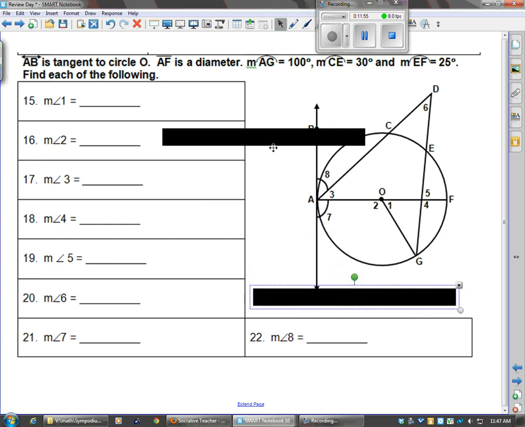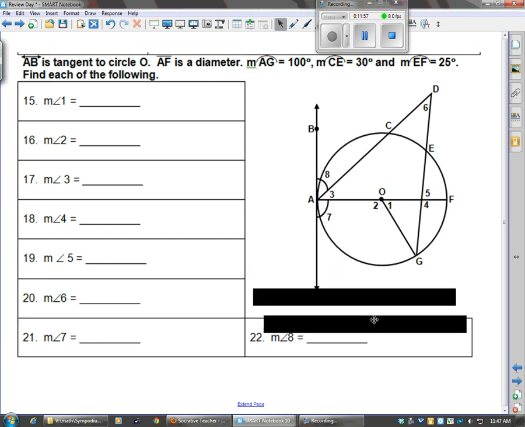Okay, get these tabs out so you can isolate angles. We will get back to those in just a moment. All right, now, read the directions at the top. AB is tangent to circle O. Okay, so tangent automatically tells me that angle 7 is 90 degrees, and 8 and 3 together are 90 degrees. AF is a diameter.